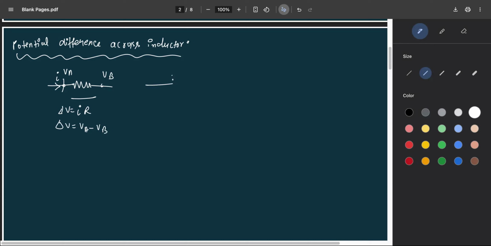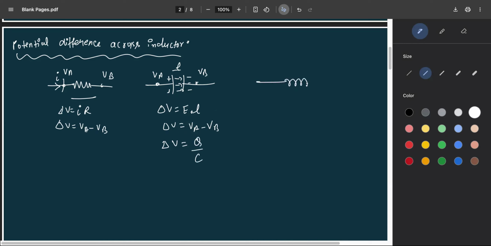In the case of capacitors, you had something like this is one plate, this is another plate. If you know the electric field inside, you can say V comes out as E dot L, whatever the length is. If you know the potential at this point, delta V comes out as VA minus VB. Also, if you know the capacitance and the charge, Q is equal to CV, so delta V comes out as Q by C. These things were there. What about the inductor?